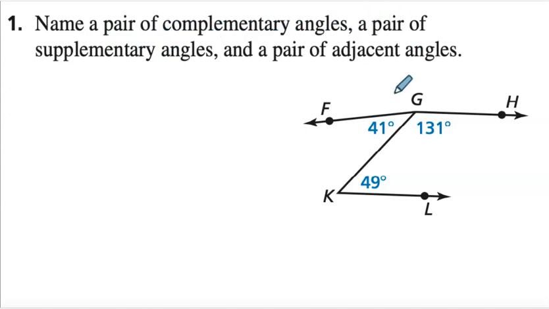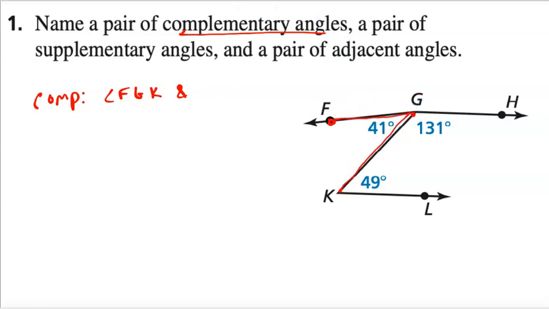Name a pair of complementary angles. Again, complementary is two angles that equal 90 degrees. And I see that angle FGK, let me go in red here, is 41 degrees. So FGK is equal to 41. And then in green, I got GKL, which is 49. Angle GKL, which is 49. And 41 and 49 is 90.